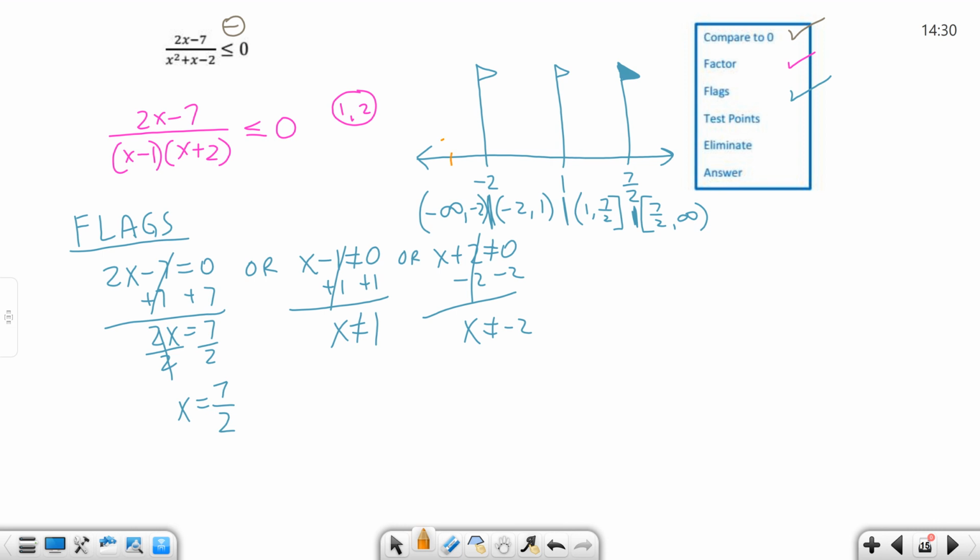A number less than negative 2: negative 4. A number between negative 2 and positive 1: 0. A number between 1 and 7/2. We just said that 2 goes into 7, 3 with something left over, so I'm going to pick 2 because that's in between 1 and 3 something. And then something bigger than 7/2.